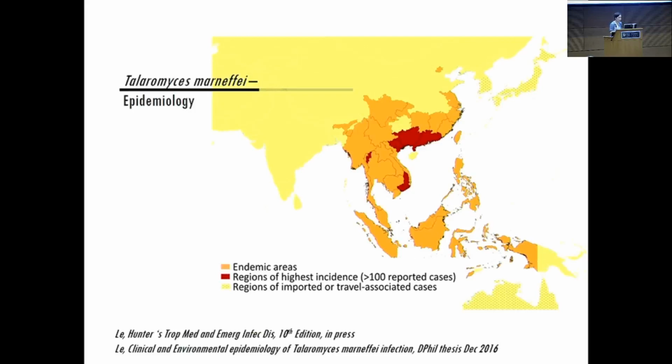So talaromycosis is one of the 7 endemic mycoses that are of medical importance, and it's specifically restricted to Southeast Asia. All countries in Southeast Asia are affected, with the countries in red. You can see southern China, throughout Vietnam and northern Thailand are the hotbeds of infection, and we don't quite understand why.